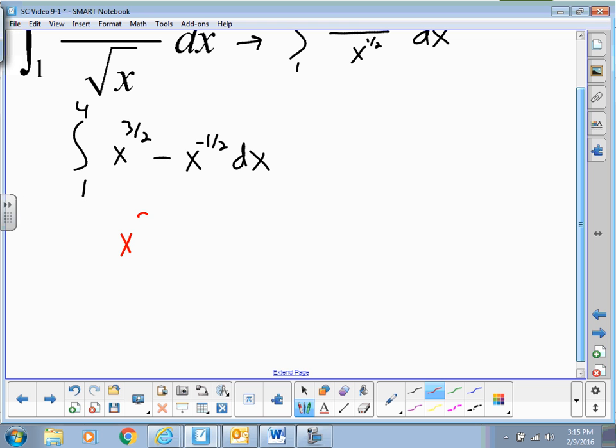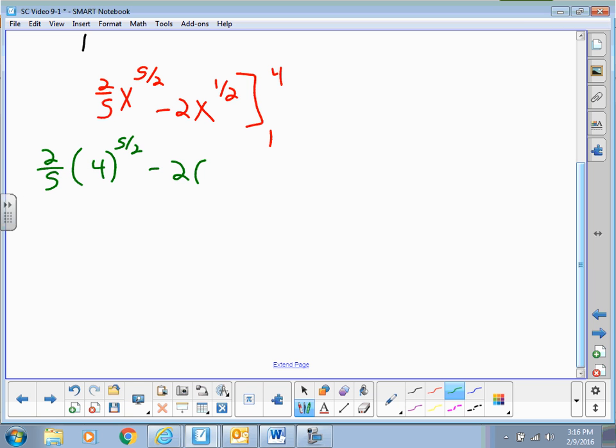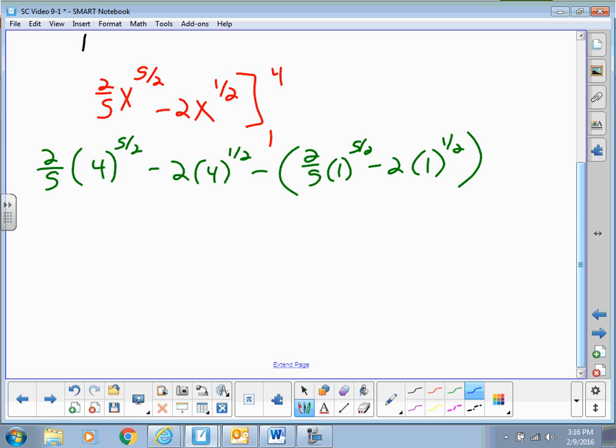So exponent goes up 1 to 5/2, we'll have 2/5 out front. Exponent is going to go up to positive 1/2, so its reciprocal is 2, so we'll have minus 2 out front. And we've got to evaluate that from 1 to 4. So I have 2/5 times 4 to the 5/2, minus 2 times 4 to the 1/2, minus 2/5 times 1 to the 5/2, minus 2 times 1 to the 1/2. And again, anytime it's got more than one part, make sure you're putting it in parentheses after that negative.